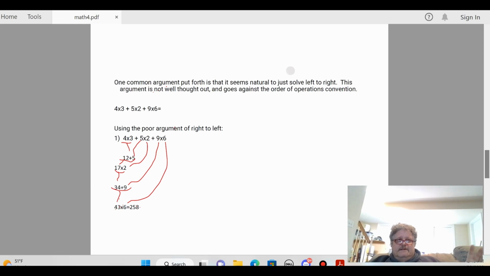Dyslexia, I don't know what, but basically the left to right. So if you do that, just go simply left to right. You're going to go 4 times 3, right, which is 12. Then you would add the 5. 12 plus 5, that's 17.